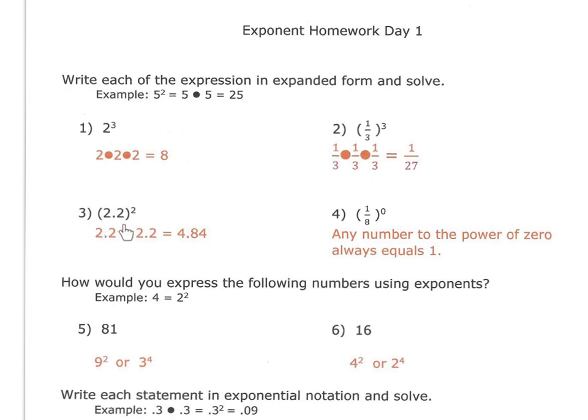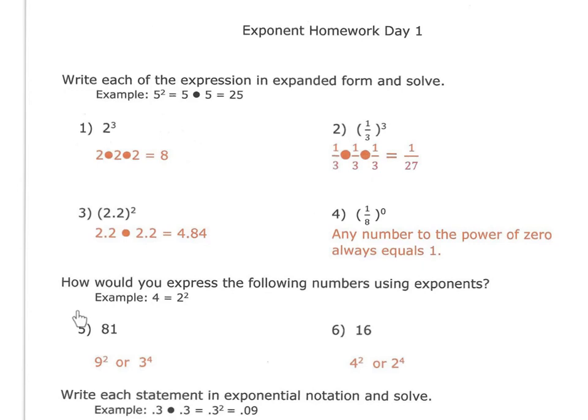Number 3, 2.2 or 2 2/10 squared is equal to 2 2/10 times 2 2/10, which equals 4 84/100. Now remember, multiplying fractions and decimals are part of the 5th grade curriculum, and so you should have already known how to multiply fractions and decimals. If not, that's something you need to go back and review. Number 4, 1/8 to the power of 0. Well, any number to the power of 0 always equals 1.